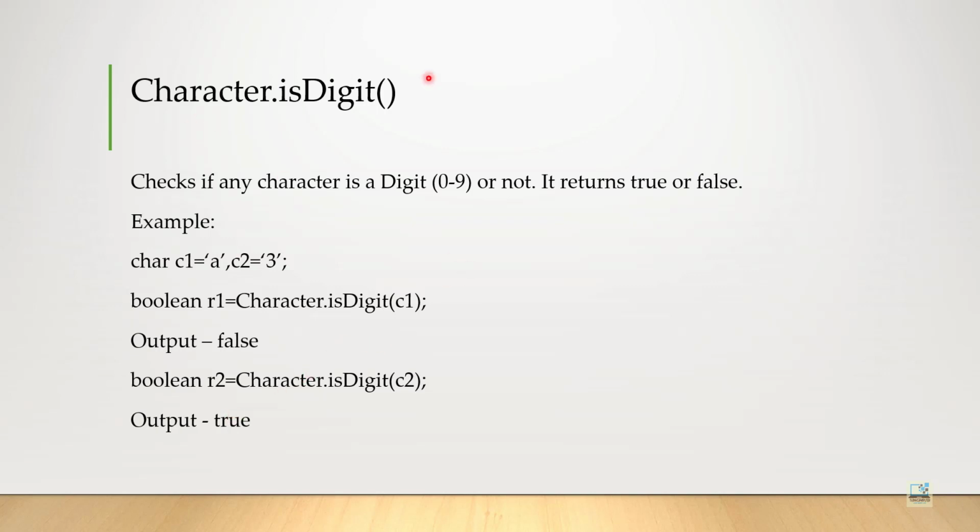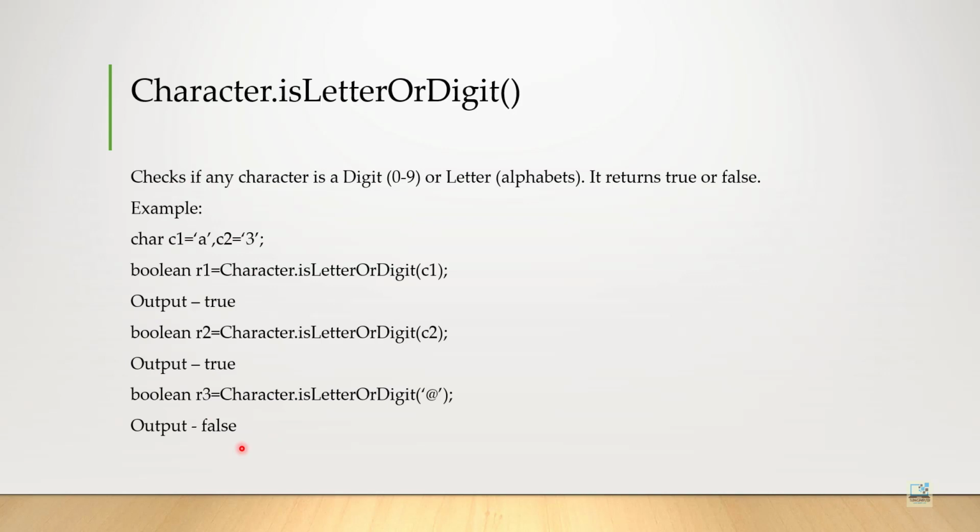Similarly, we have the isDigit function. This function will return true if the character you are passing contains a digit from 0 to 9. And if the character you are passing is not containing a digit, then it will return false. I have the first character variable which is having A and the second character variable which is having 3. So if I pass C1, it will return false because C1 is not a digit, but C2 will return me true because that's a digit.